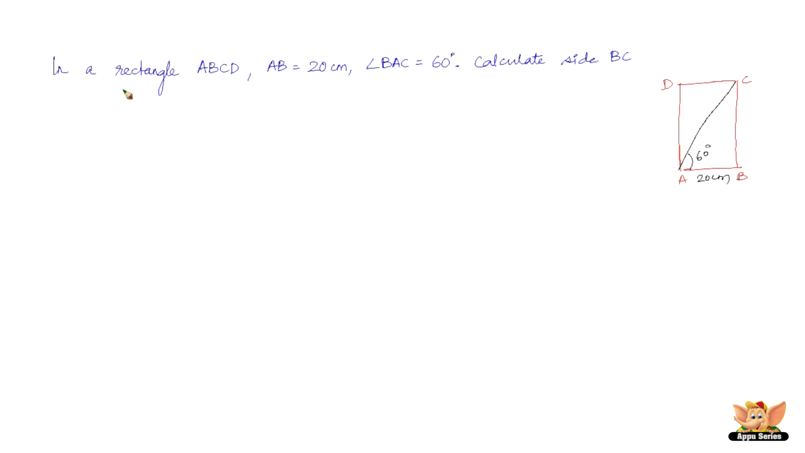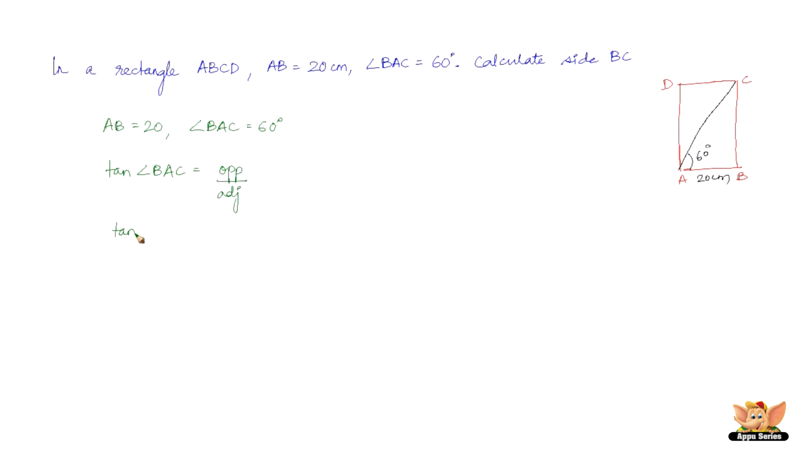So what we have to do in this problem is, in triangle ABC, we have AB equals 20 centimeters and angle BAC equals 60 degrees. Since we need the side BC and we already have AB, the two sides are going to be opposite and adjacent. So which of the trigonometric functions involves the sides adjacent and opposite? The first thing that comes to my mind is tan. So tangent of angle BAC will be equal to opposite by adjacent.